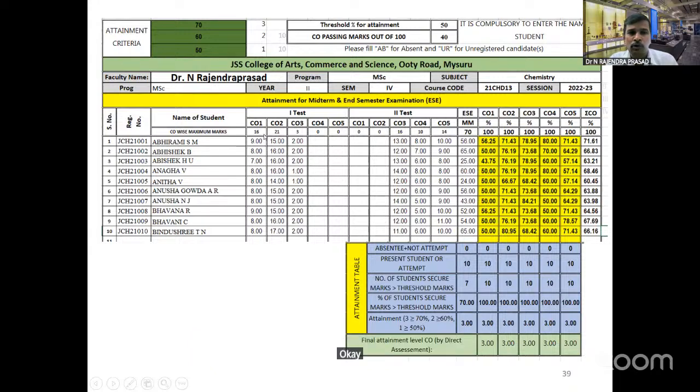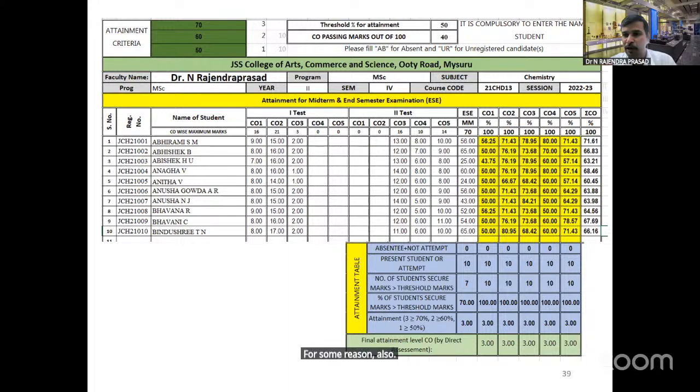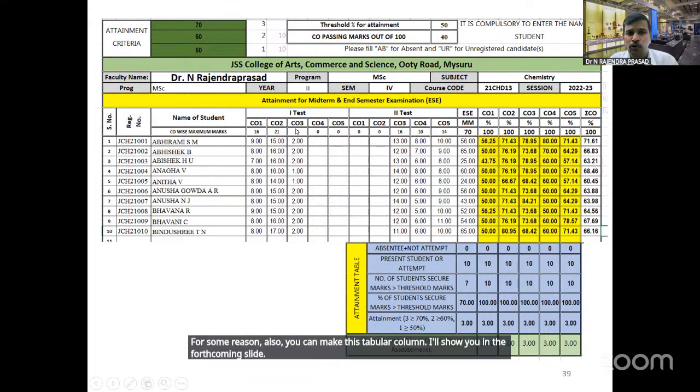Okay. So totally related to CO1 in test 1, 16 marks are assigned for all the questions related to CO1. For the questions on CO2, 21 marks are assigned. There may be 3 questions, 5 questions, 2 questions, or 1 question. Question wise also you can make this tabular column. I'll show you in the forthcoming slide. CO3 for only 3 questions.